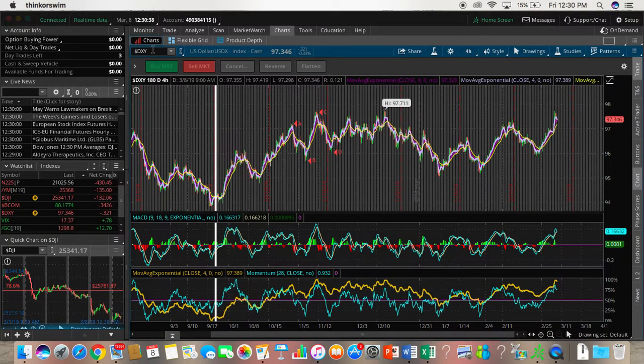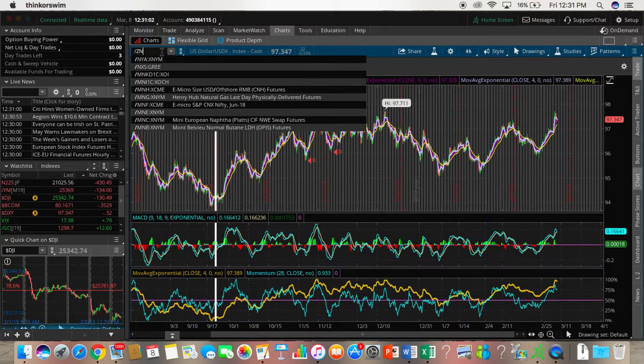Here we have the dollar index, and we took the trade right around this date. So we see a double top in the dollar index at around 97.7. We did expect it to go down based on economic data and other factors. So now that we know that the dollar is expected to go down, we have to look at bond prices.